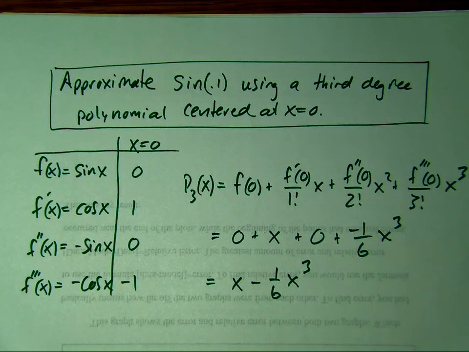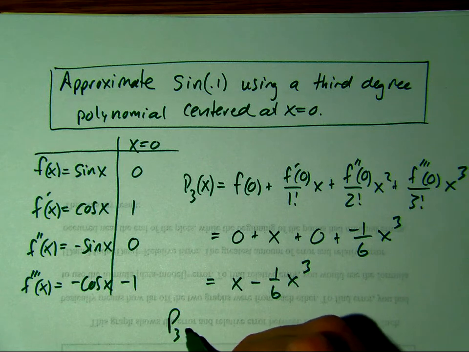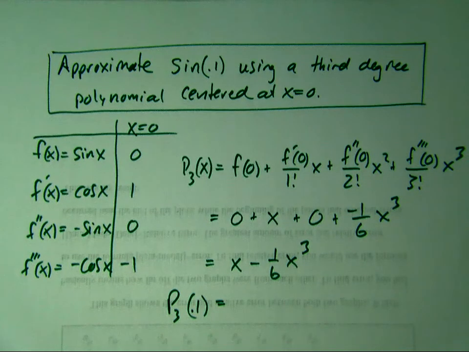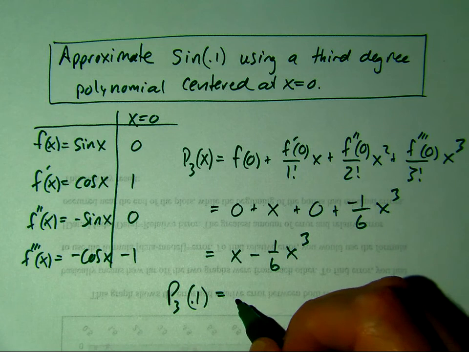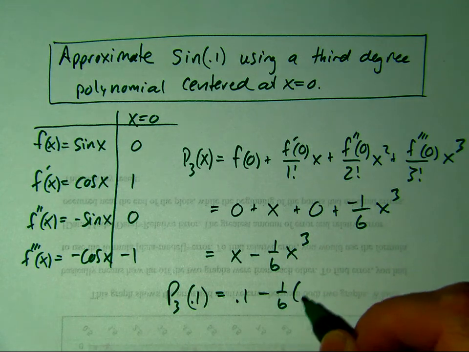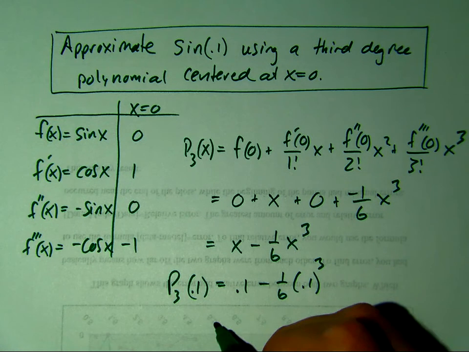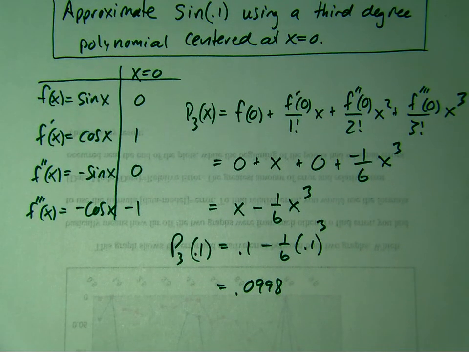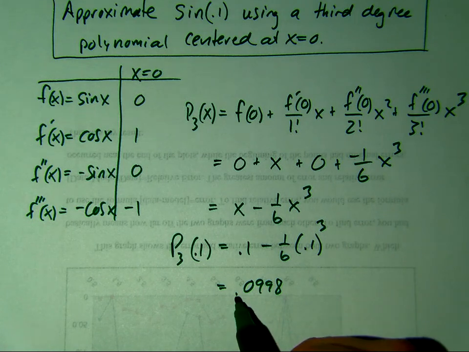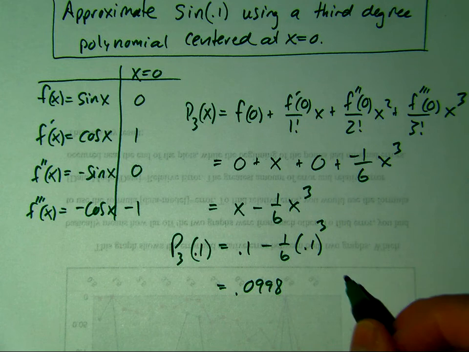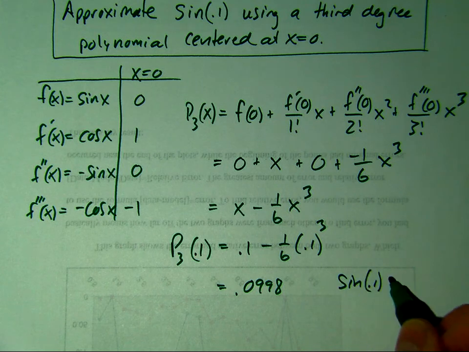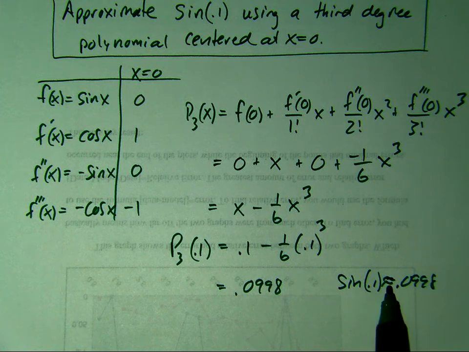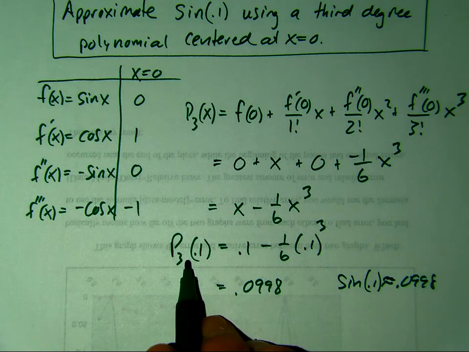is that, and we can then evaluate it at 0.1. 0.1 minus 1/6 of 0.1 cubed, that's 0.0998. And we're saying that sine of 0.1 is approximately 0.0998. On the calculator, we get the same, sine of 0.1 is approximately 0.0998. That's what this is saying.